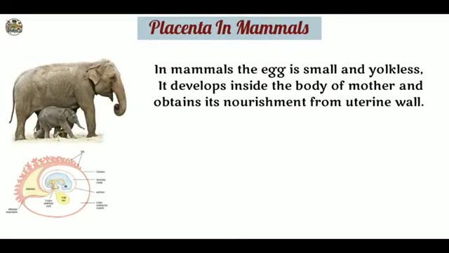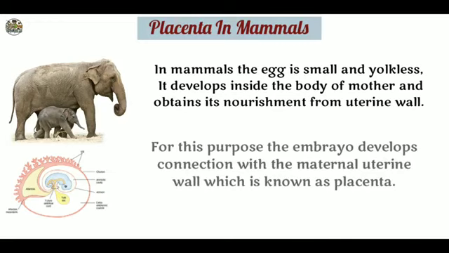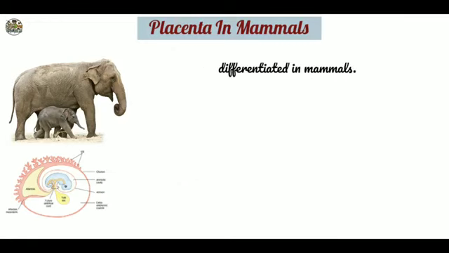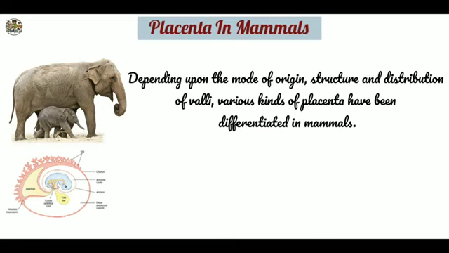In mammals, the egg is small and yolkless. It develops inside the body of the mother and obtains its nourishment from the uterine wall. For this purpose, the embryo develops a connection with the maternal uterine wall, which is known as the placenta. Depending upon the mode of origin, structure and distribution of villi, various kinds of placenta have been differentiated in mammals.